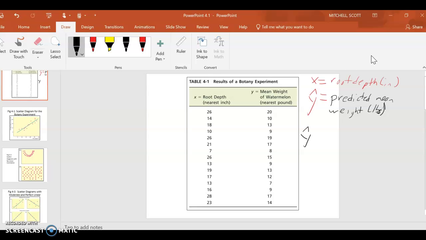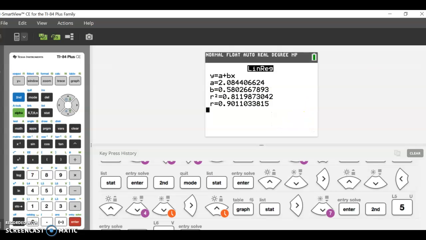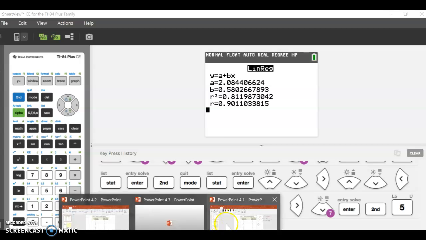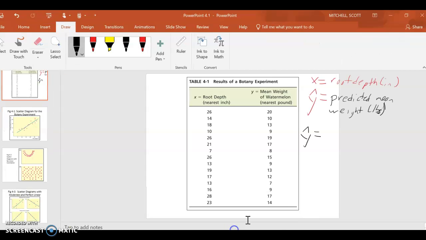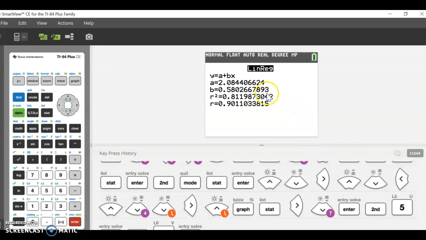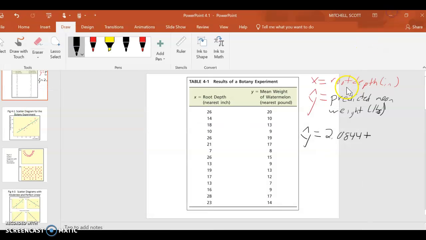And then we're going to write our equation. We're going to say y hat equals, and then what were my numbers here? 2.0844. I think I wrote it on the wrong slide, but that's okay. 2.0844 plus what's the slope? 0.5803. We're going to round that up. 0.5803x. So this is my equation.